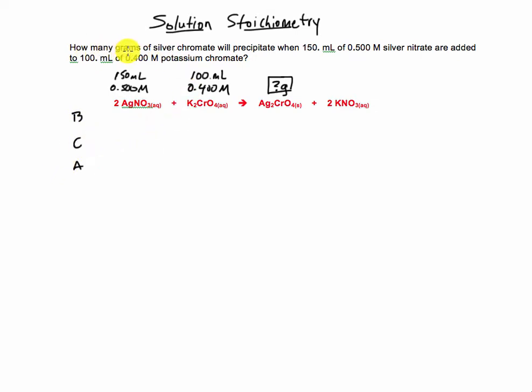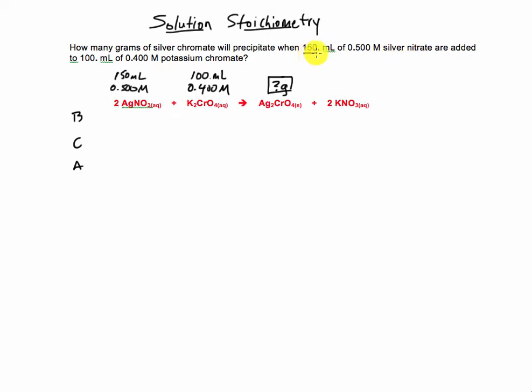So in this problem, we're looking for how many grams of silver chromate. I wrote that above the balanced equation. That's what I'm looking for, how much is going to precipitate. Remember, the precipitate is the solid that's going to form, so that's why this is going to be the solid. And it tells me that I have 150 milliliters of 0.5 molar silver nitrate.